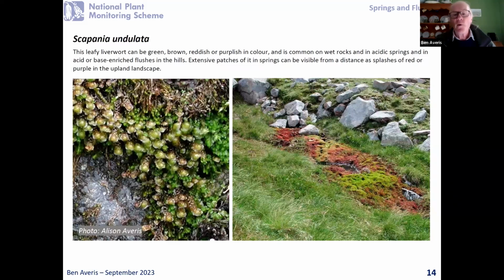Another liverwort of acid springs is Scapania undulata. The close-up photograph on the left is its default color of a dullish browny green, but it can be brighter green or purplish or reddish, as we see in the photograph on the right. Variegated colors, pretty common in lots of upland acid springs and flushes too.